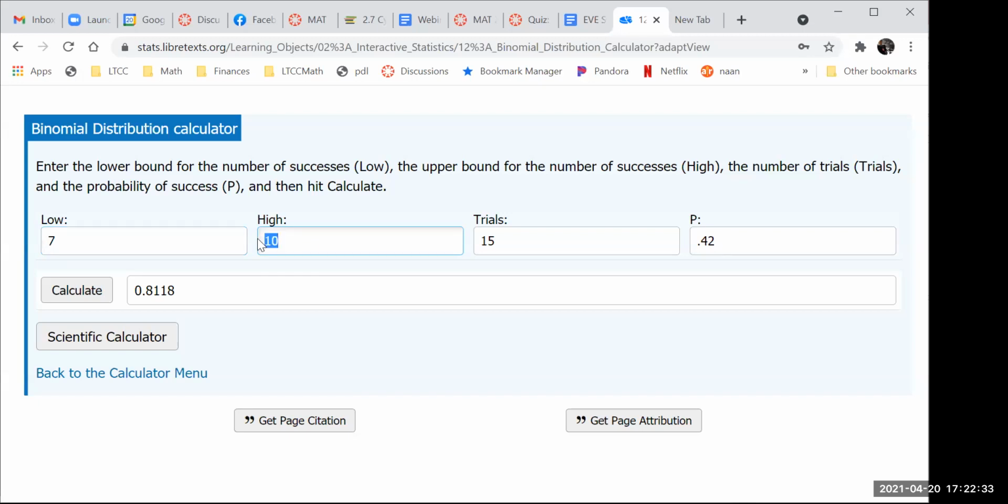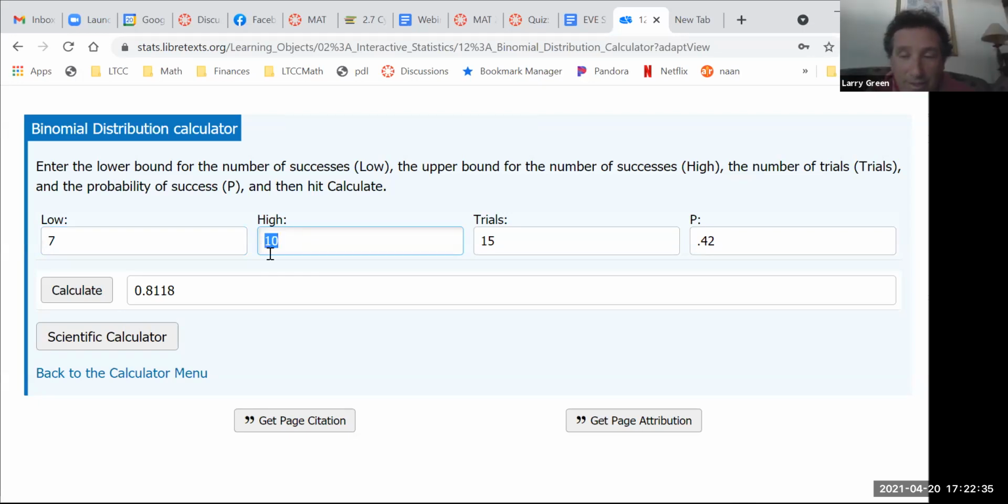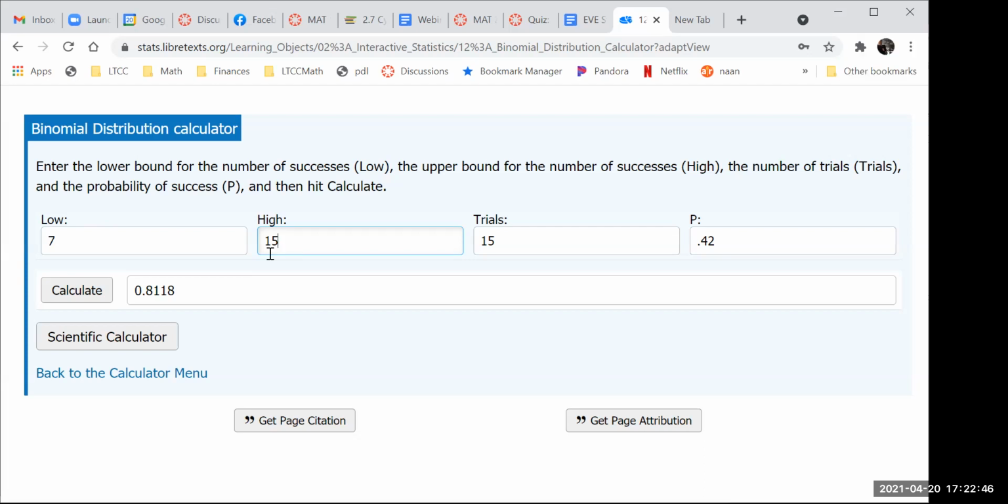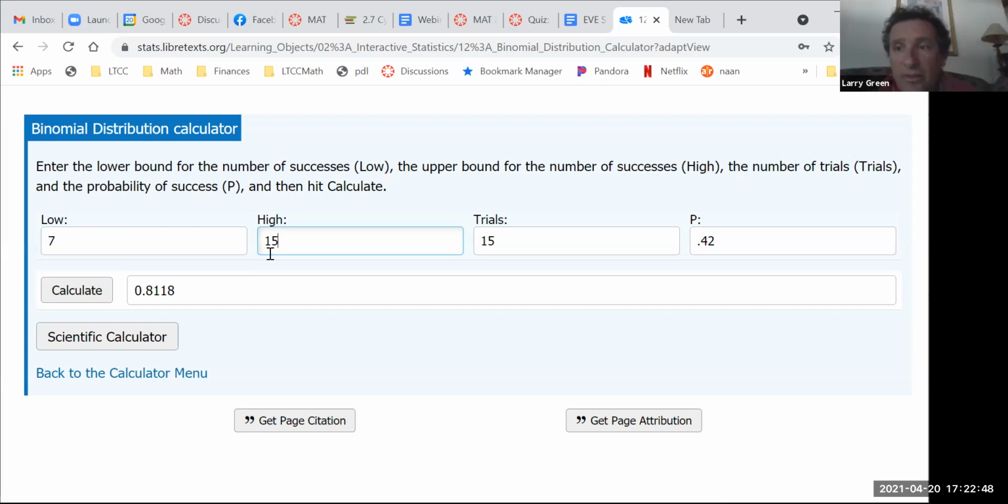15. Yeah, we do need to have a high. The high is 15. You can't have 16 because we only are asking 15 people. So the highest number of people that would be at least 7 is 15. Does that make total sense? And then the number of trials is still 15 and the probability is still 0.42. And hey, calculate. 0.453. Any questions on that?